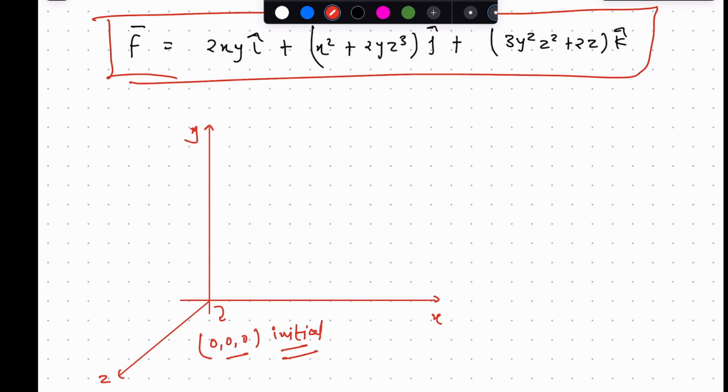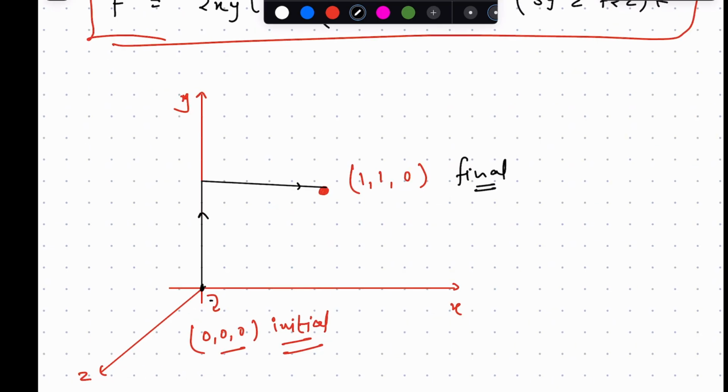This is just a random calculation, and let's suppose we are going from here to a point 1 1 0. I'm just taking a point in the xy plane itself. Now you move from the initial point to this final point. There are different ways you can go. One way is you can go like this, and then you can go like this. Another way is you can go like this, and then like this. And then there is another way like this.